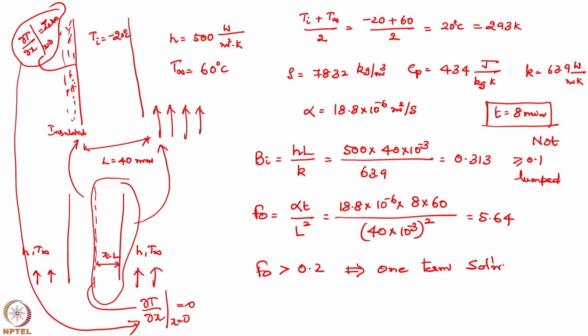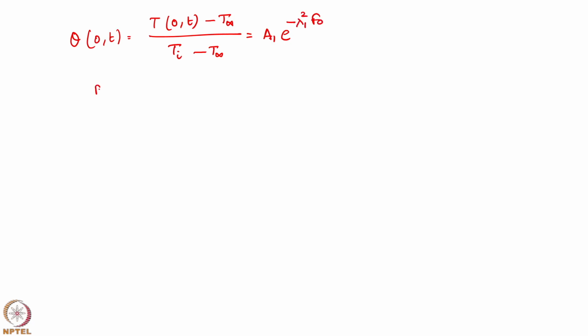So if that is the case, the first question is: at the center of the plane wall, what is the temperature? At the center, theta naught at t, that is T of 0 comma t minus T infinity divided by Ti minus T infinity, equals A1 e to the power of minus lambda 1 squared times the Fourier number. Now for a Biot number of 0.313, I need to get A1 and lambda 1 from the table.